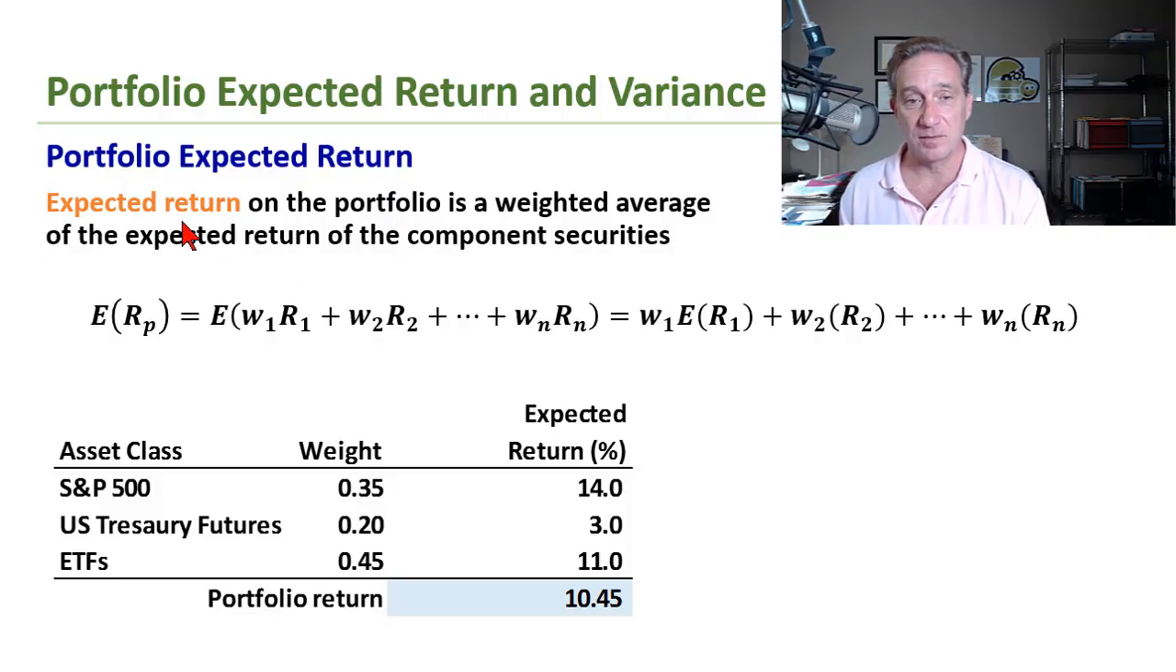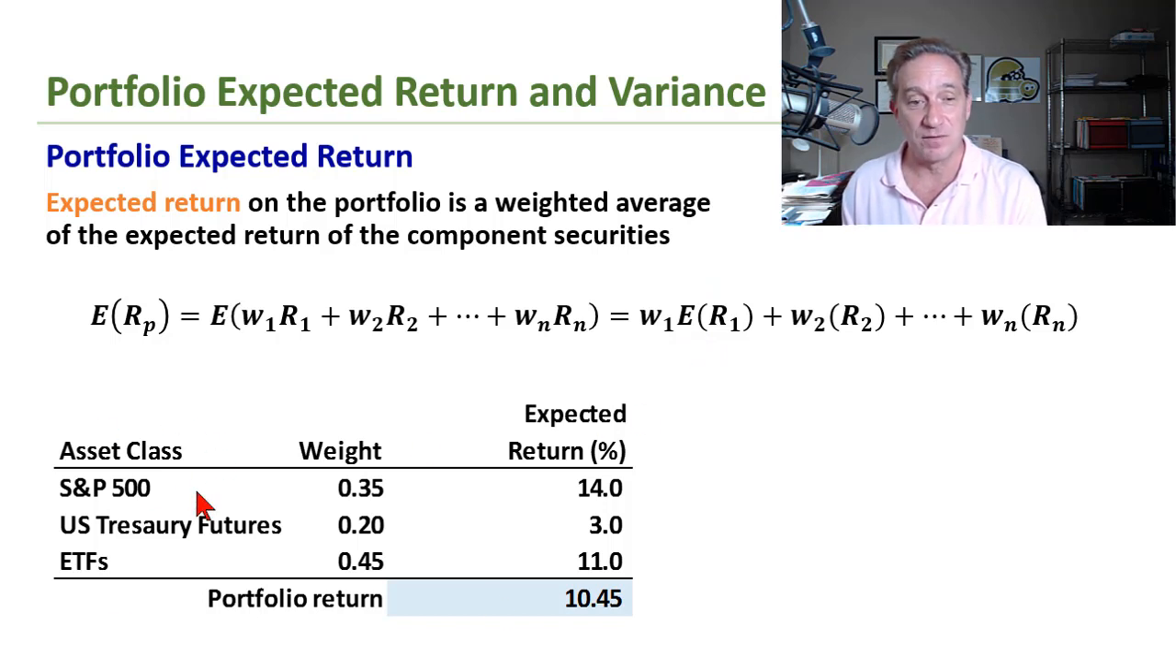So the first concept is portfolio expected return. That's pretty straightforward. The expected return on the portfolio is a weighted average of the expected return of the component securities. And so for every component in the portfolio, we would have one term, and we're just stringing them together in a summation, the weight of the first component multiplied by its own expected return.